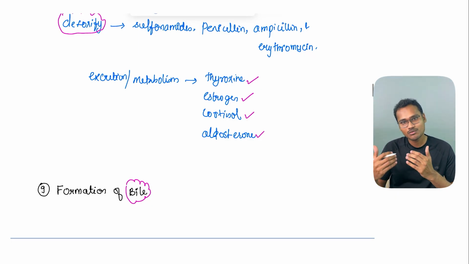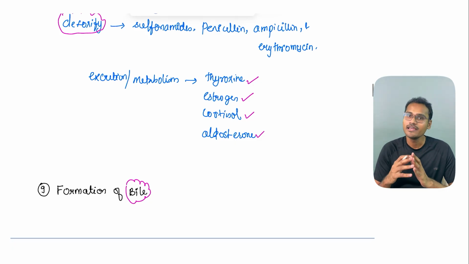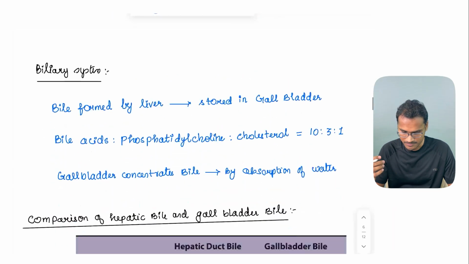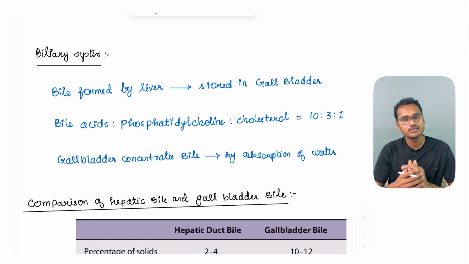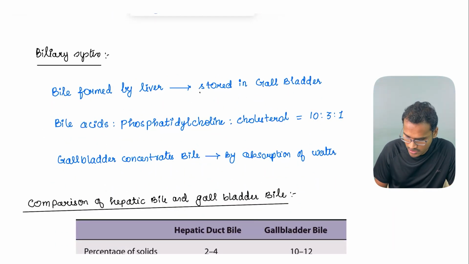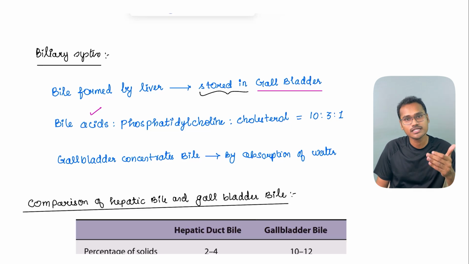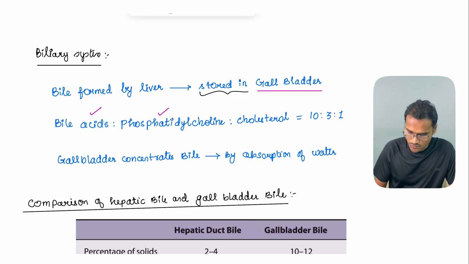Now we will discuss the accessory organ situated very next to it, which helps to store this bile, and that is the gallbladder. That is called the biliary system. The bile is formed by the liver, but the storage is done by the gallbladder. The bile is composed of bile acids, which are maximal, around 10, phosphatidylcholine and cholesterol. Generally they are in the ratio of 10:3:1.